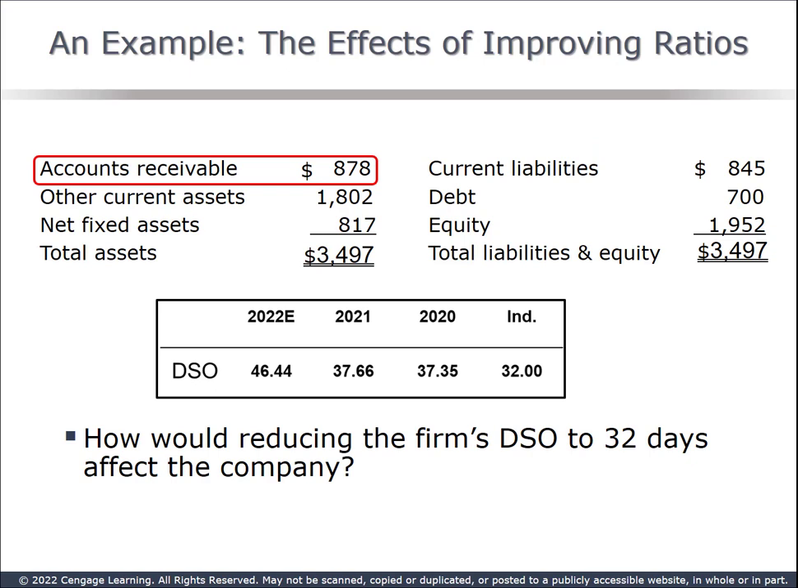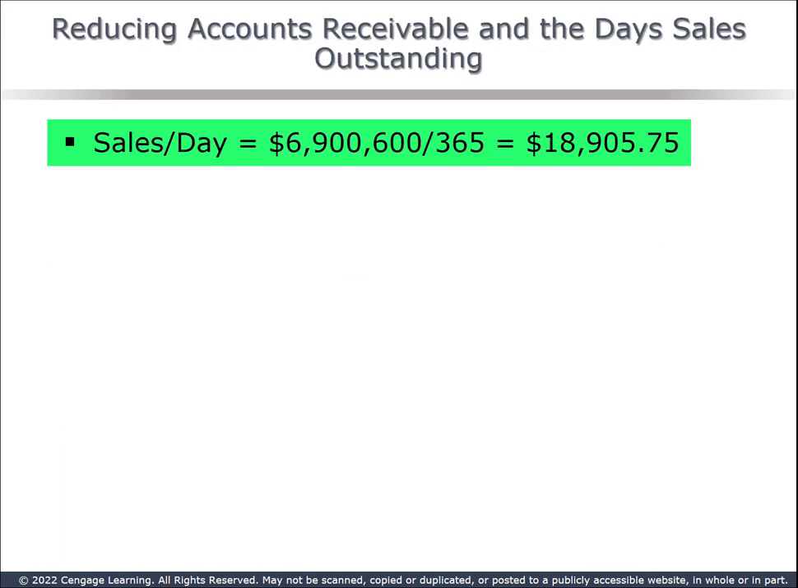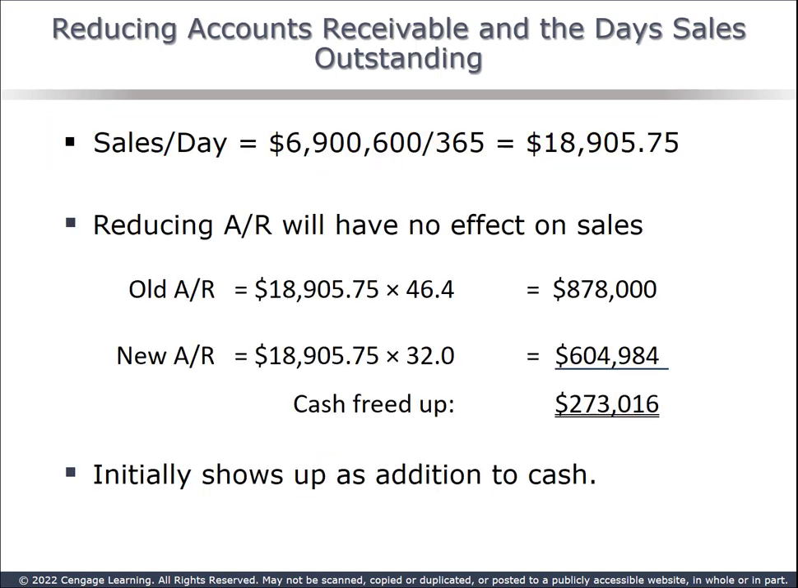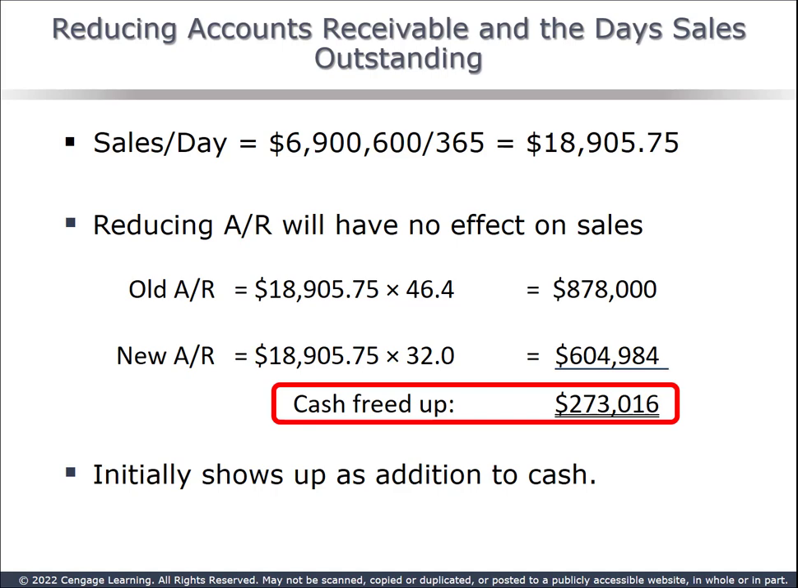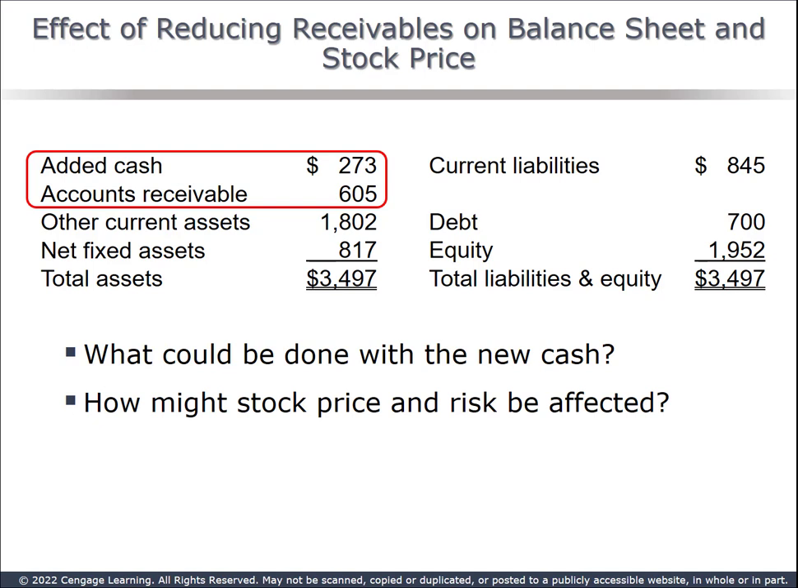Let's take a look at the impact of improving a ratio. In this case, what if the firm could reduce their DSO? DeLeon's DSO has been well above the industry average of 32 and has trended up each year, with their 2022 estimate at 46.44. What if they could reduce it to 32? Using the firm's average sales per day, $18,905.75, reducing DSO to 32 would free up $273,016 in cash. This would add $273,000 to cash and reduce accounts payable to $605.